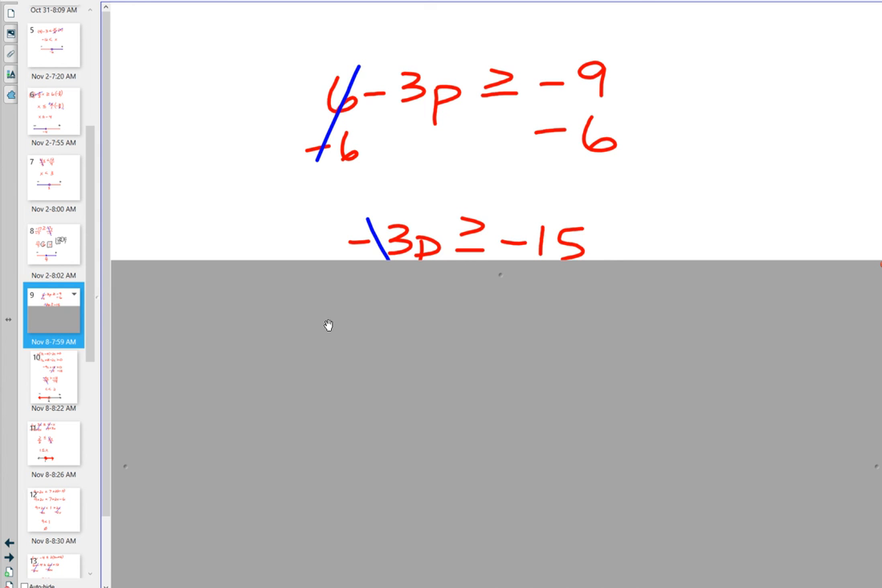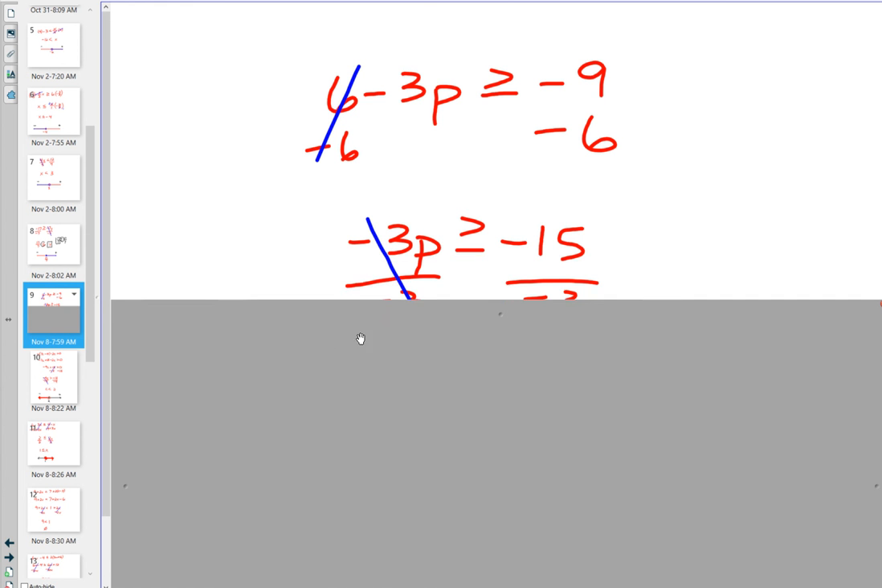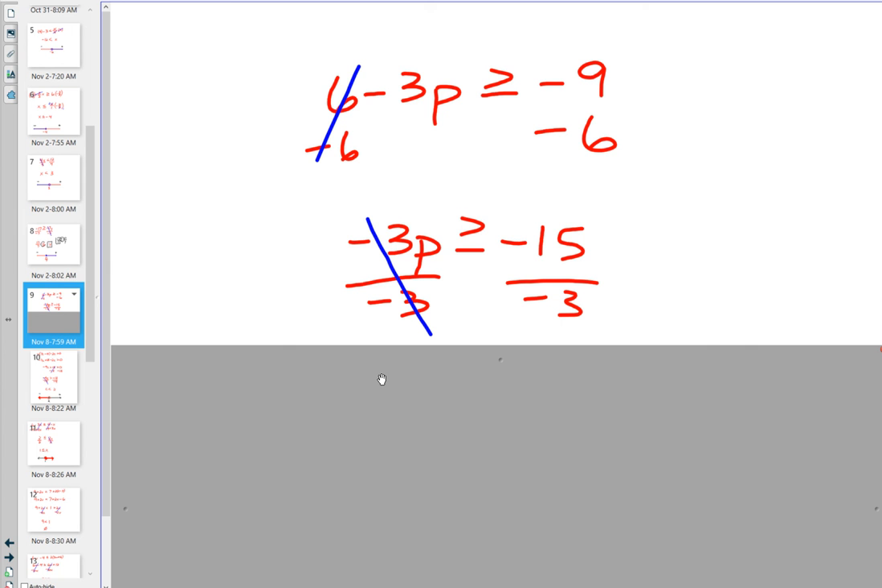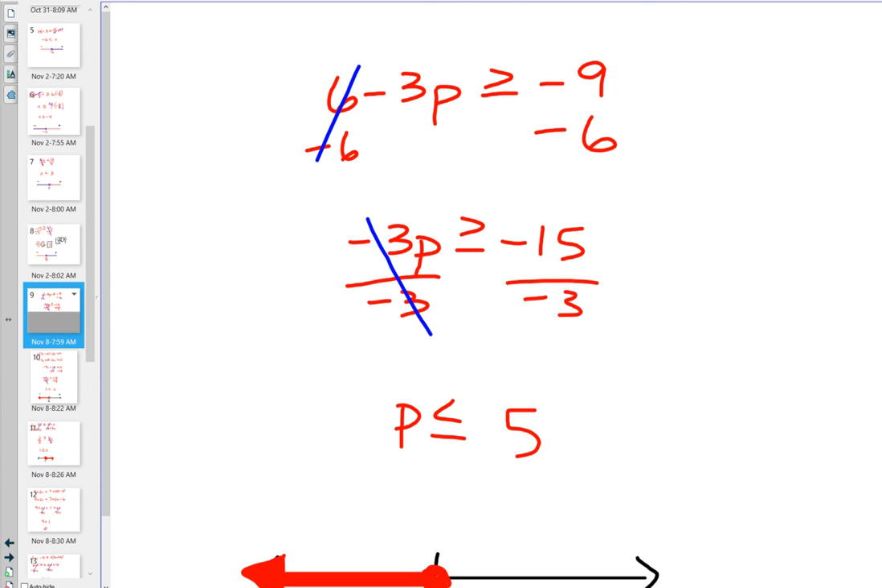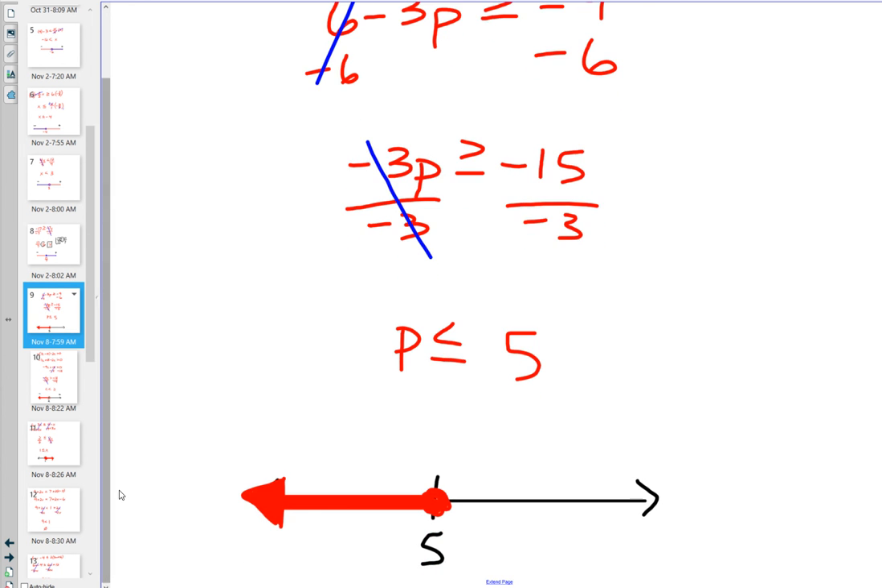True, what do I do next? You divide by 3p. Negative 3p. No, you don't divide by the p. The p stays. You divide by the negative 3. That's what I want to cancel. The sign changes, yeah, because I divided by a negative. Claire's on top of that, so is Coda. We flip the inequality sign so we get that p is less than or equal to 5.